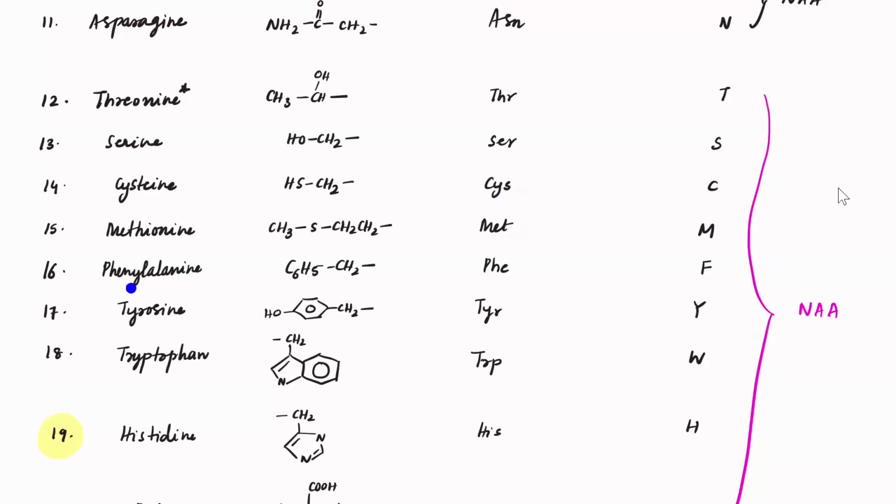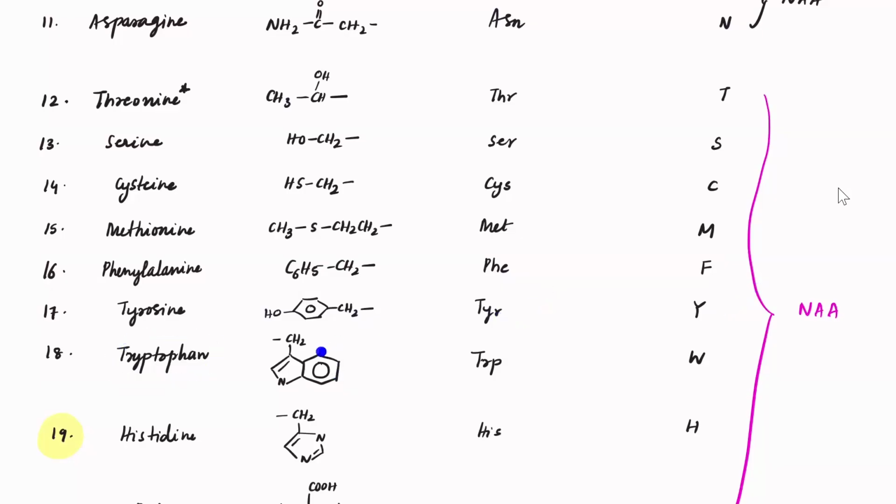And the last four come: phenylalanine, which is like this. Basically the same as alanine but with a phenyl substitution, so it is called phenylalanine. So PHE. Because it sounds more like Fa, remember F. Next, tyrosine. Tyrosine is like a phenol group with CH2. So TYR and Y.